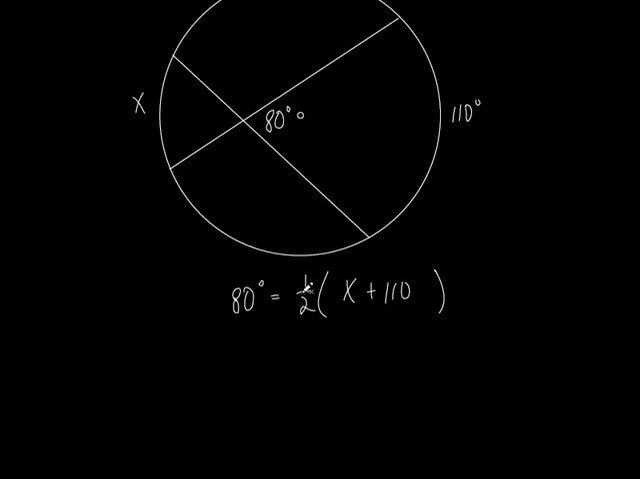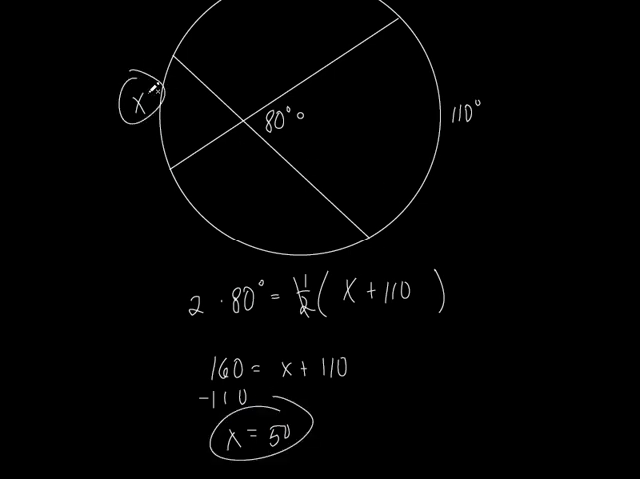Look, I wouldn't distribute a half. I would multiply by 2. That's a lot easier. Now you could distribute a 2, 110, subtract a 110, and you're done. X is 50, and that's your answer right there. That's all there is to it. That's 50. Okay?